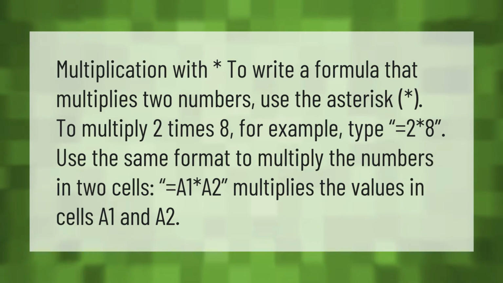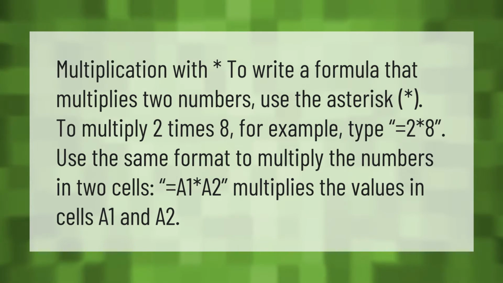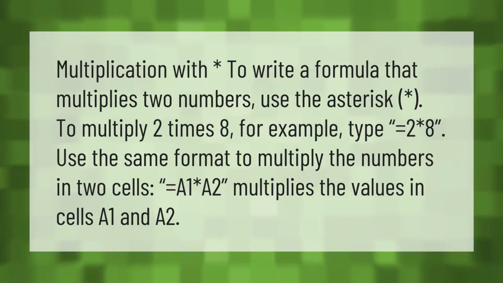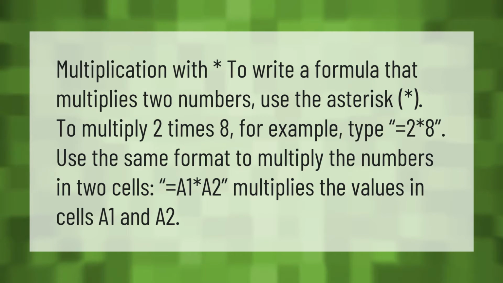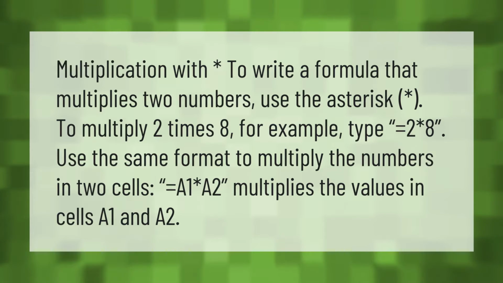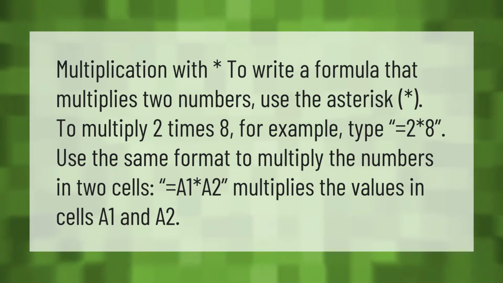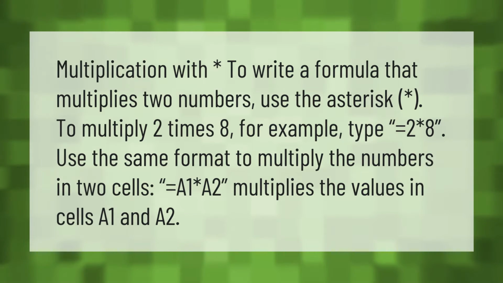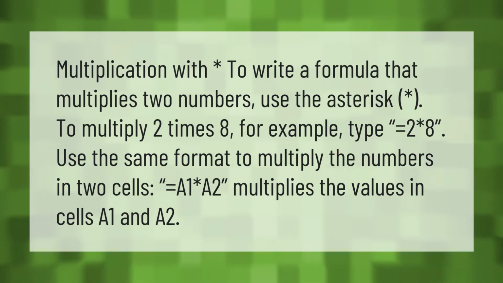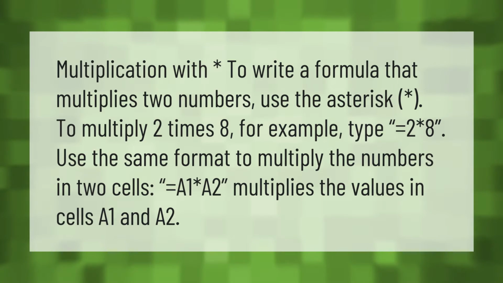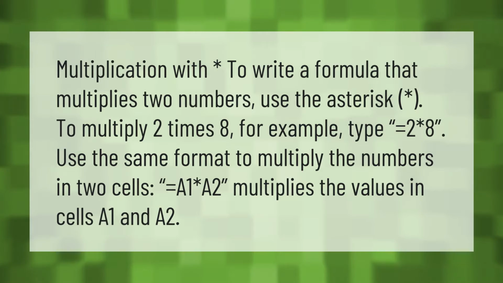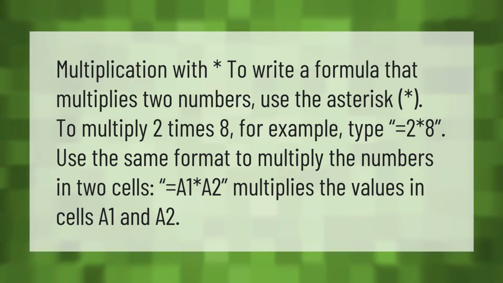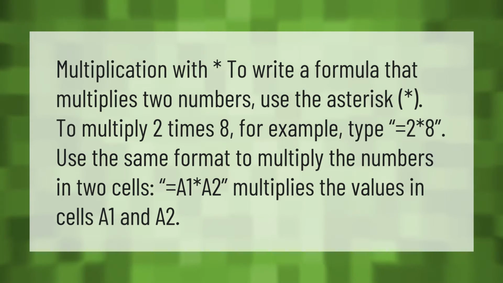Multiplication with asterisk. To write a formula that multiplies two numbers, use the asterisk. To multiply 2 times 8, for example, type =2*8. Use the same format to multiply the numbers in two cells. =A1*A2 multiplies the values in cells A1 and A2.